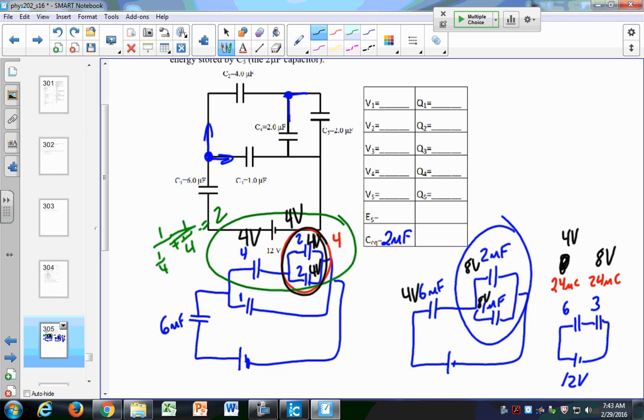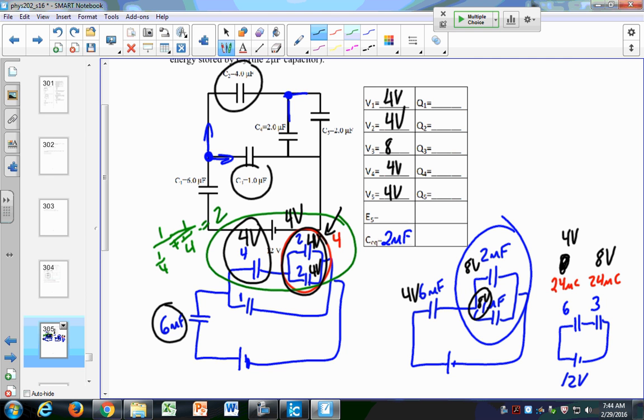So C1 was the 6 microfarad right here. That had 4 volts. C2 was this 4 microfarad. That's this one. It had 4 volts. Or did they all have 4 volts? No. C4 and 5 both have 4 volts. That's these 2 capacitors right here. This was C3, this 1 microfarad. It's right here. It has 8 volts.